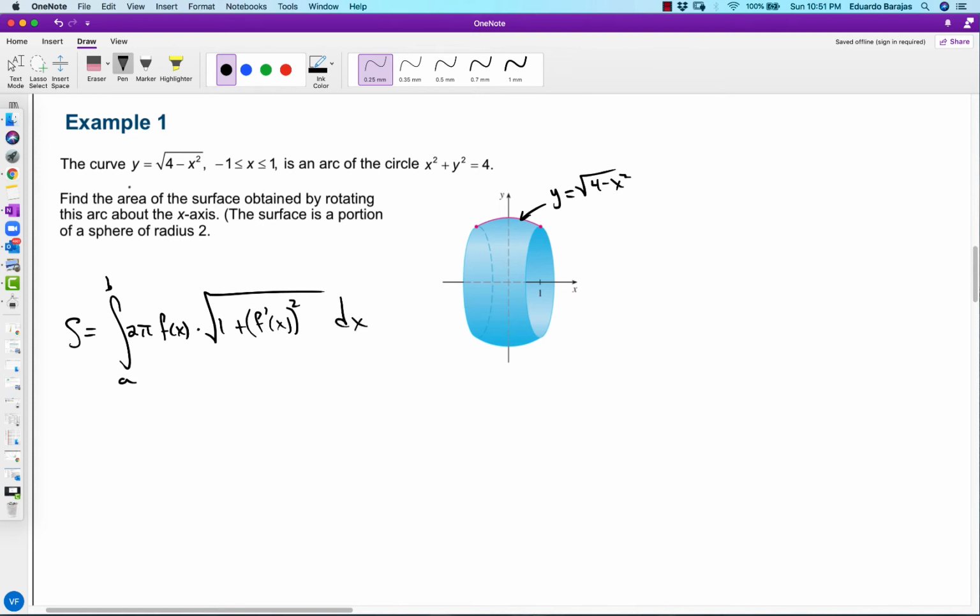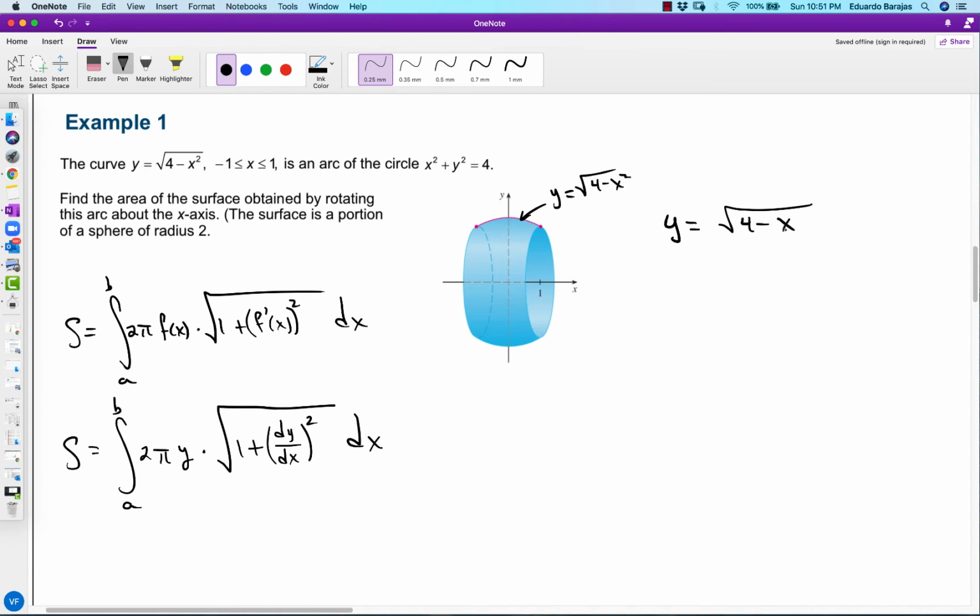Notice that another equivalent notation is to not use the function notation, but to use y. So I could also say that this surface area is the integral from a to b of 2 pi y times the square root of 1 plus dy/dx squared, dx. Same thing, just different notation styles. Either way, we know we need the derivative, so let's find that derivative. I have that y equals the square root of 4 minus x squared.